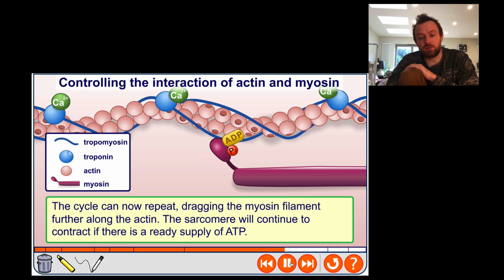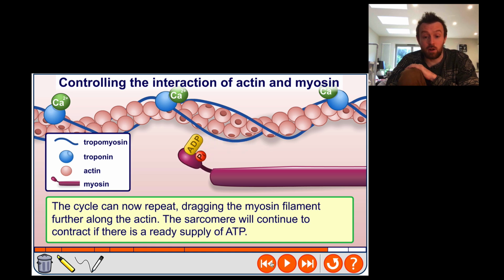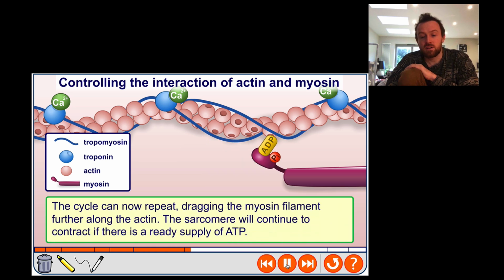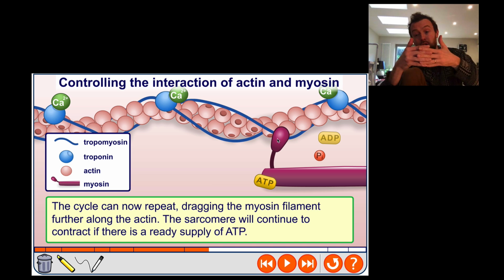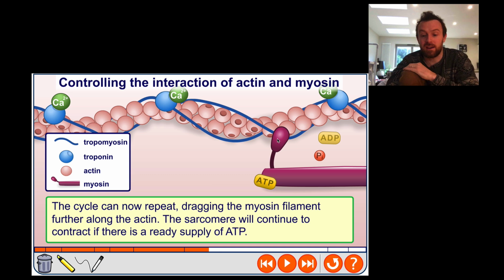Now, an interesting feature of this is if you remove ATP from the muscle, then the fibers stay interlocked. Actually, I'll go back and show you that. If you remove ATP from the muscle, let's say it's not there because someone is dead, then the fibers stay interlocked, and that causes rigor mortis because they can't unlock without a supply of ATP.